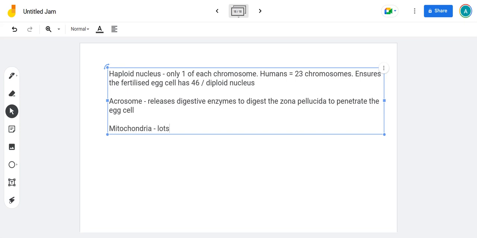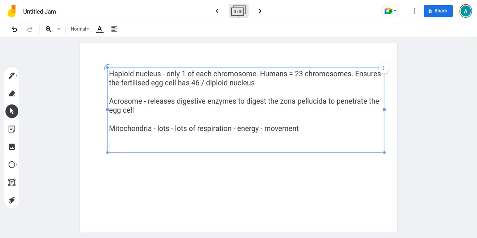It's got lots of these, so that we've got lots of respiration, so that we can release lots of energy. Be careful, don't ever say make energy, we release energy. Lots of energy for movement, for the tail to move so it can swim to the egg. And finally, the flagellum is obviously for movement, so that the cell can move so that it can get to the egg cell. All right, and that's it for that spec point.